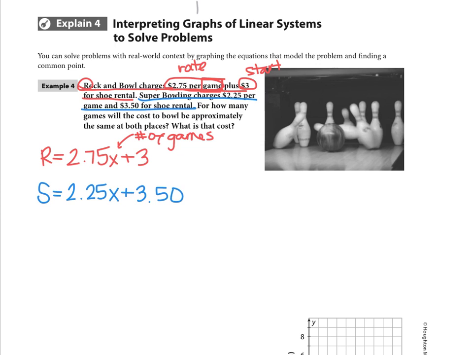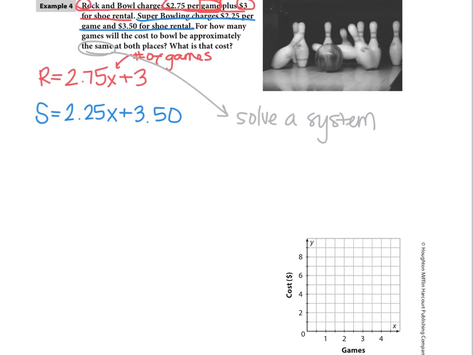So we're trying to figure out, when do they break even? When does it make sense to go to Rock and Bowl, and when does it make sense to go to Super Bowling? So they're asking, when will it be the same? So anytime you see the word the same, you may want to put a little star in your notes. The same means you need to solve a system, which is what we've just done, is written a system. So I'm going to scroll down here so we can look at our graph.